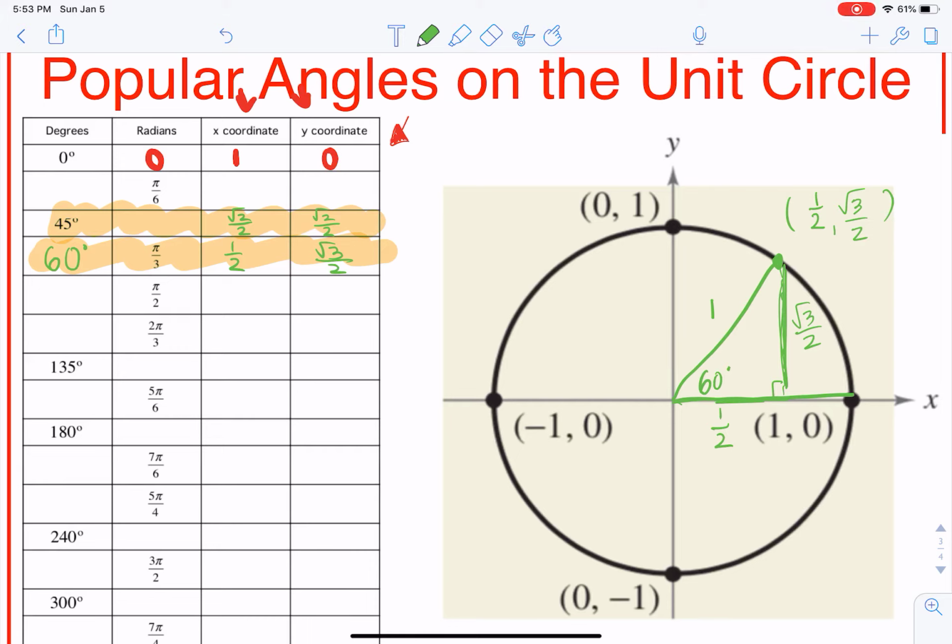Let's take a look at something like 135 degrees. So let's take a look here.